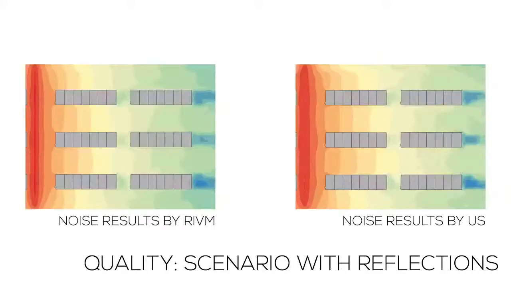Now let's compare the results when reflections are added. Both methods present the same distribution of sound levels. Both approaches also show noise contour lines pulled towards the buildings where reflections exist, which means higher noise levels near buildings.